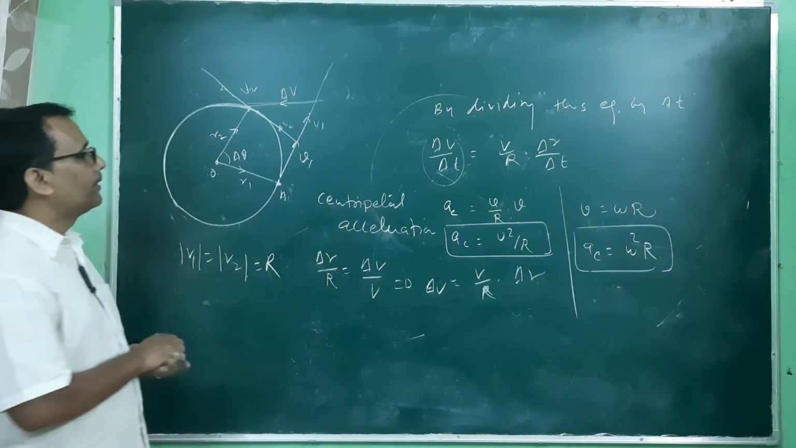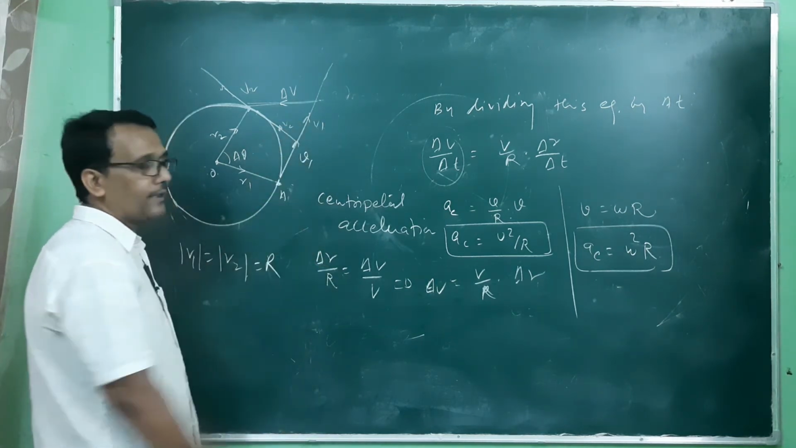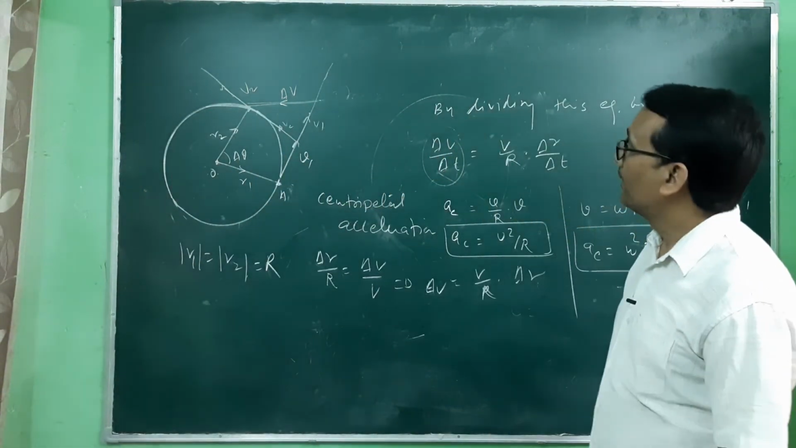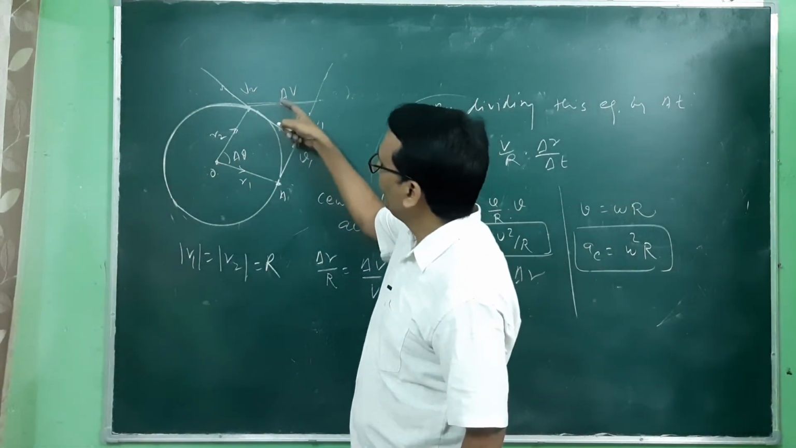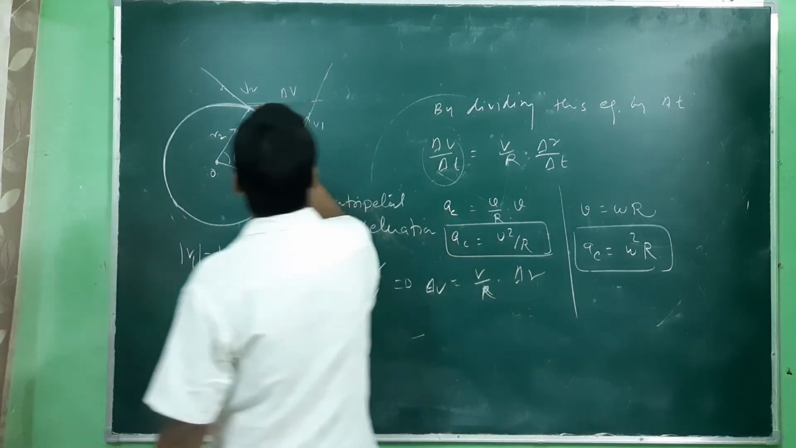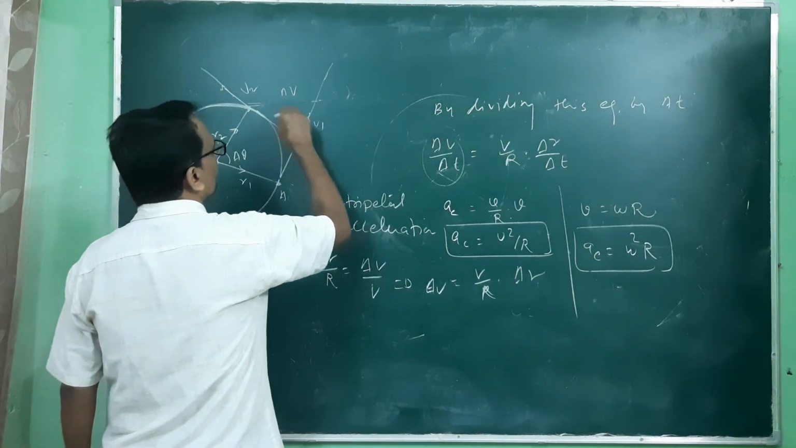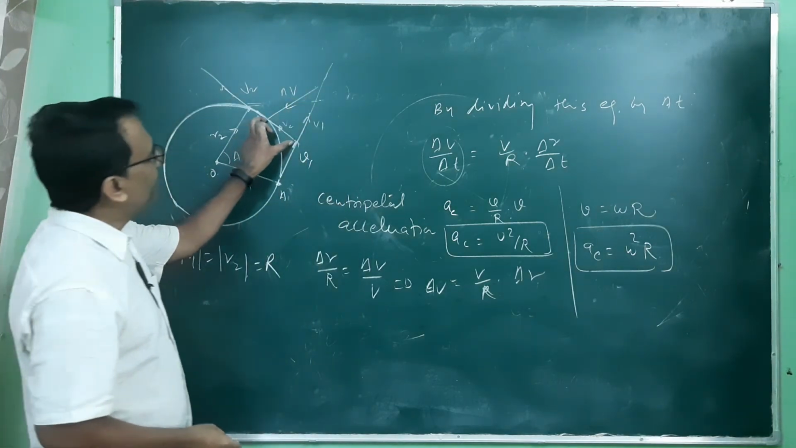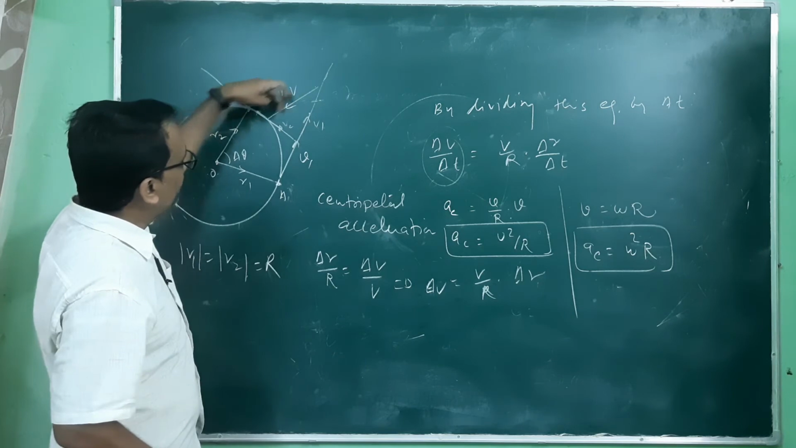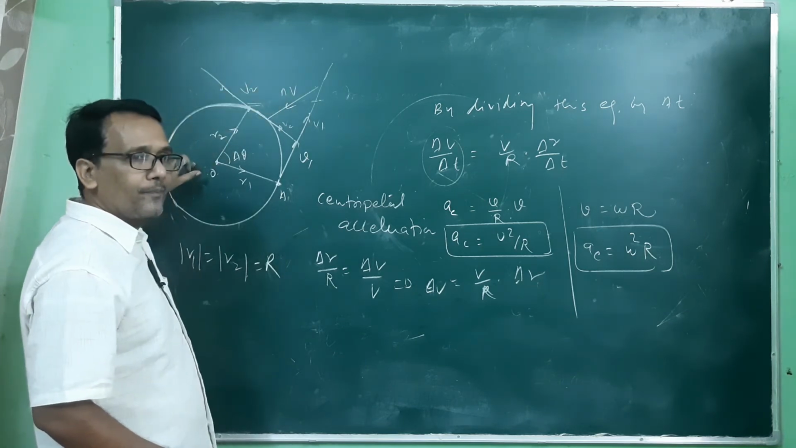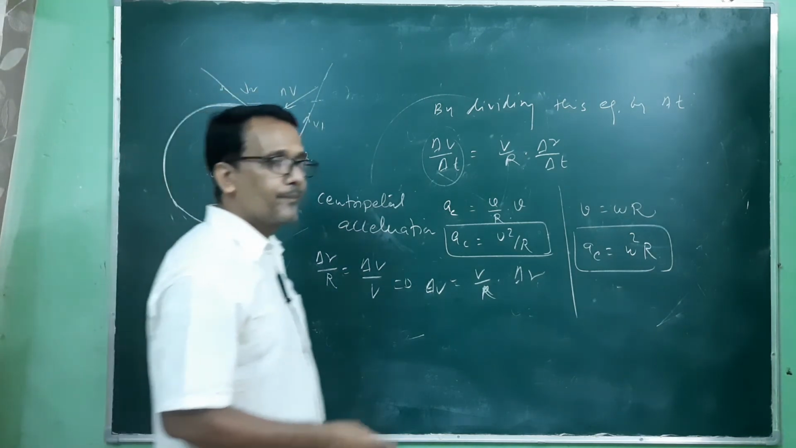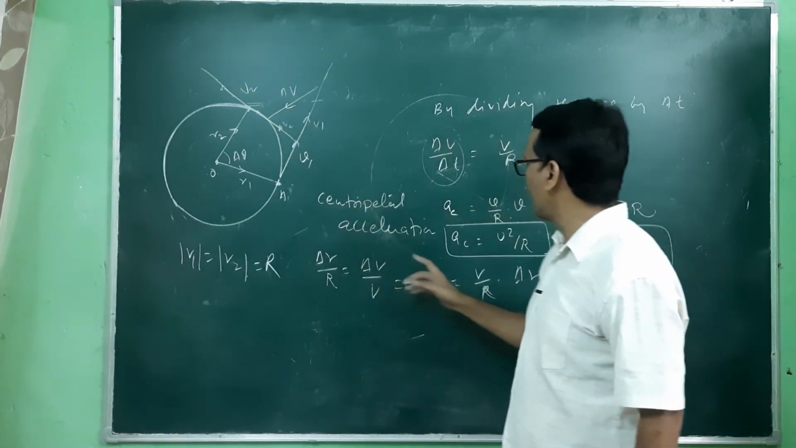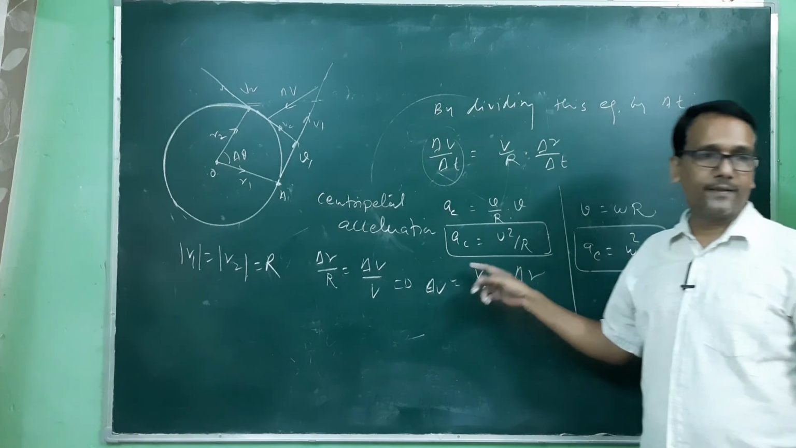हर बार देखो डेल्टा आर जिसे हम ले रहे हैं, तो हर बार डेल्टा v का जो डायरेक्शन होता है, that is toward the center. So here also this डेल्टा v, you should draw this diagram like this. So this is the v2, this is v1. So the direction of this delta v is toward the center. Since the direction of delta v is toward the center, that's why the direction of AC is toward the center.